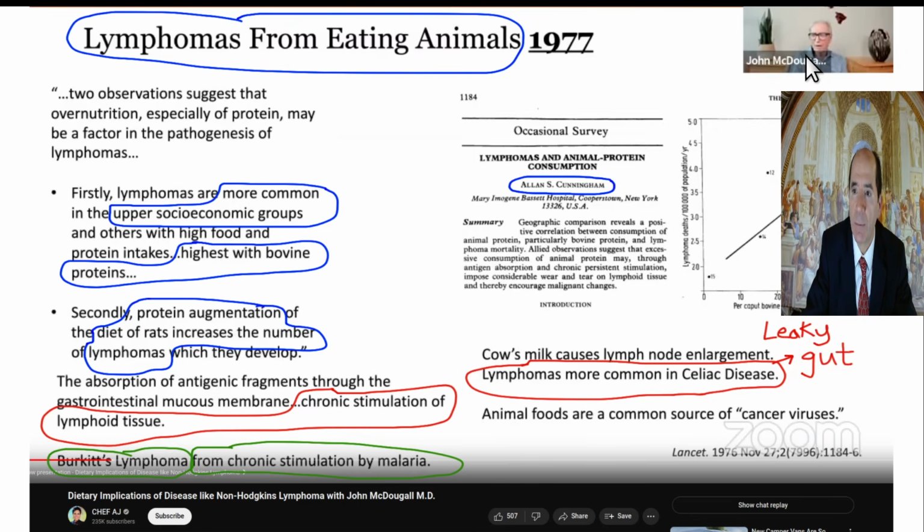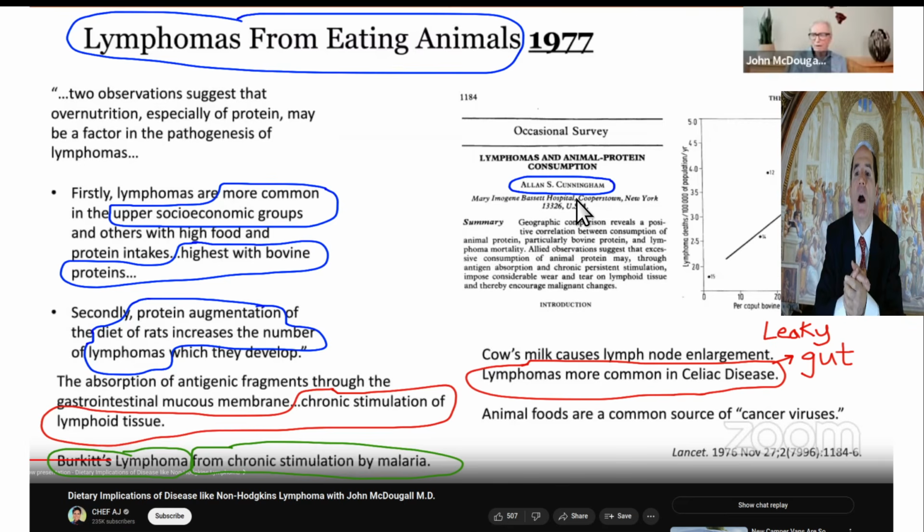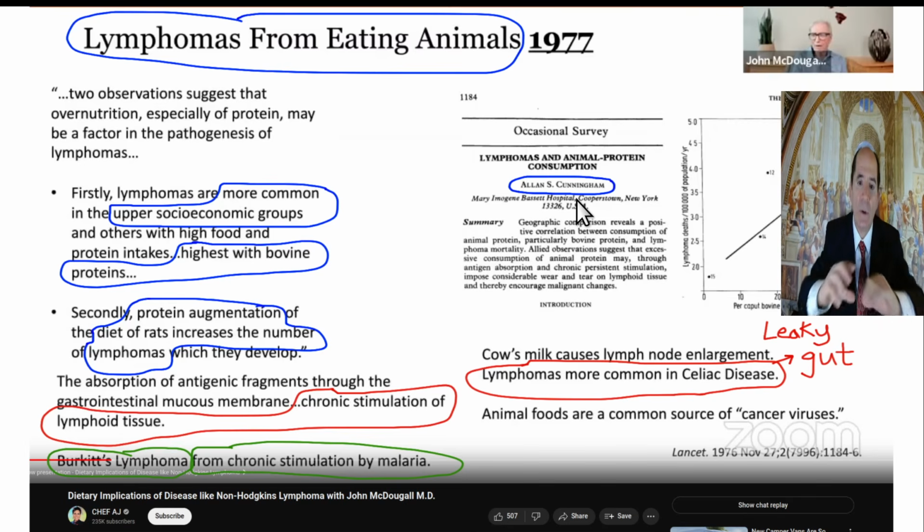So this is from a Dr. McDougall lecture where he was talking about dietary implications for lymphoma. He was referring to a theory by a doctor by the name of Cunningham. So here it is, Alan Cunningham's paper from about 1975, 1977. He came to the conclusion that lymphomas seem a lot more common. A lymphoma is a cancer of the lymph nodes. He felt they were a lot more common in people who eat animal foods because that was causing hyperactivity of the immune system, and then it would get out of control, lose regulation of itself, and become a lymphoma.